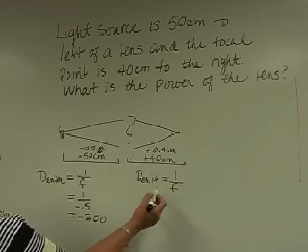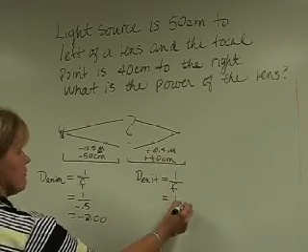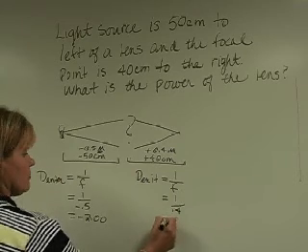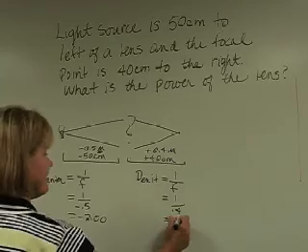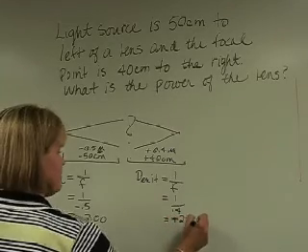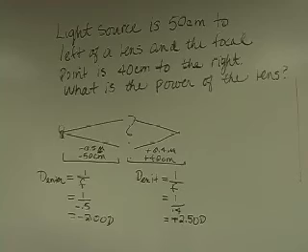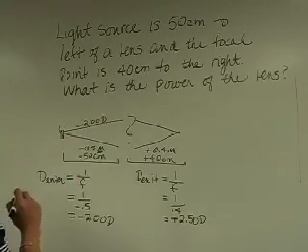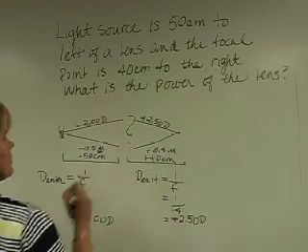And then my diopter power exiting is the reciprocal, so 1 divided by 0.4. And that's going to equal positive 2.5 diopters. We'll put diopter powers there. So the light's coming in at a negative 2 diopter strength, but it's leaving at a positive 2.5 strength.